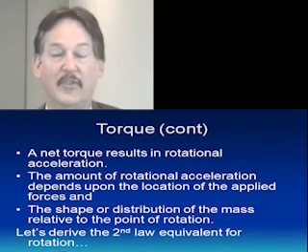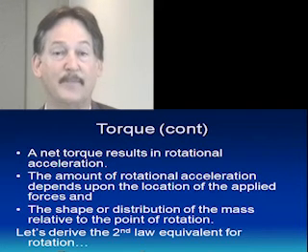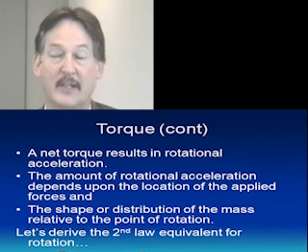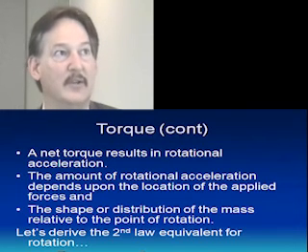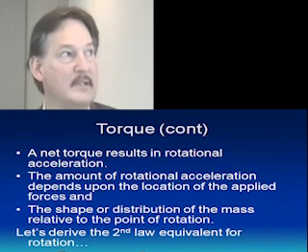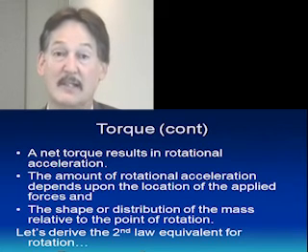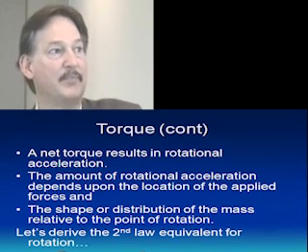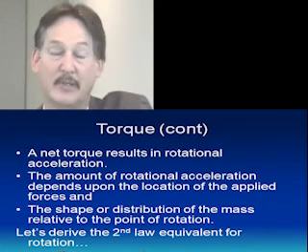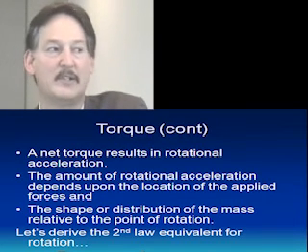Net torque results in rotational or angular acceleration. We know what angular acceleration is. It's our term alpha, which is the rate of change of angular velocity. The amount of the angular acceleration that's imparted depends upon the location of the forces, which means the size of the torques that are applied. It also depends upon the shape of the object, or another way to say that is how the mass is distributed relative to the point of rotation.